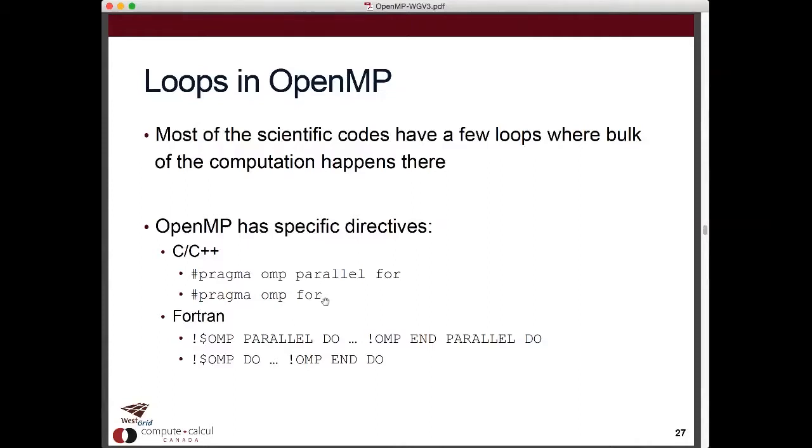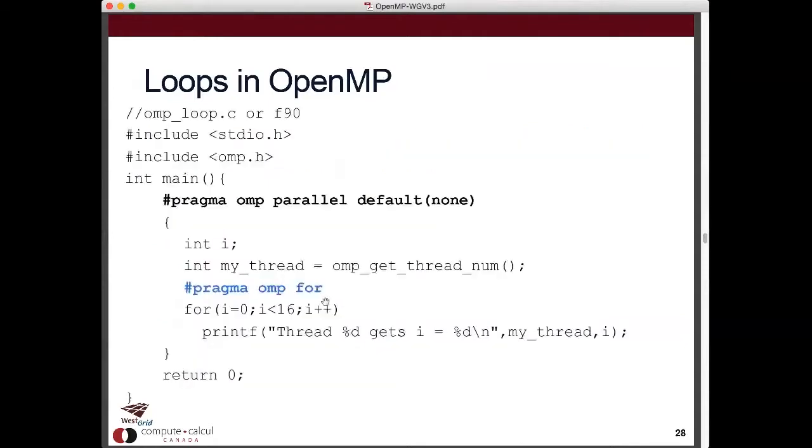And if your parallel region has only one for loop, you can combine for and parallel, and then you can have OMP parallel for. So instead of creating a parallel region and then creating for directives, you can combine that and use pragma OMP parallel for. We will see one example using OMP parallel for.